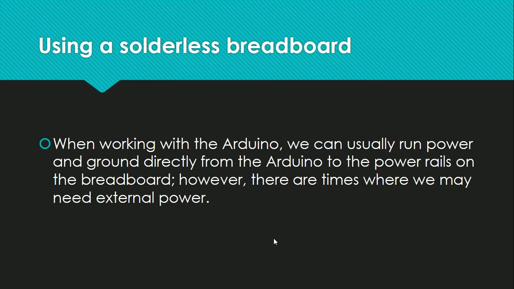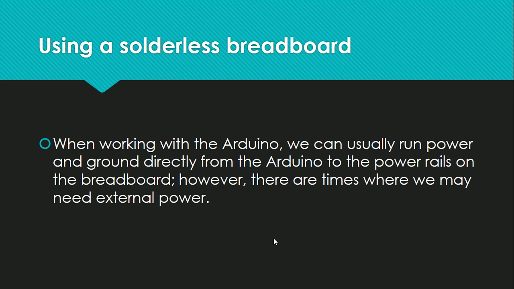Next, when working with the Arduino, we can usually run power and ground directly from the Arduino to the power rails on the breadboard. However, there are times where we may need external power. As you can see, the Arduino has its own signals for 5 volts, 3.3, and ground, so you can use the power sources and the ground coming from the Arduino.